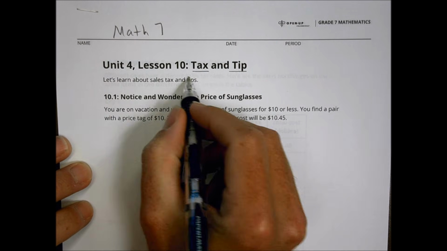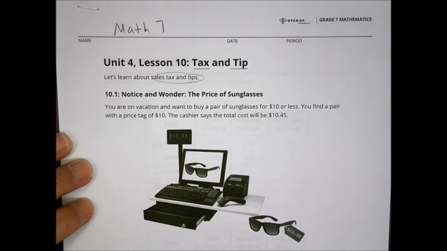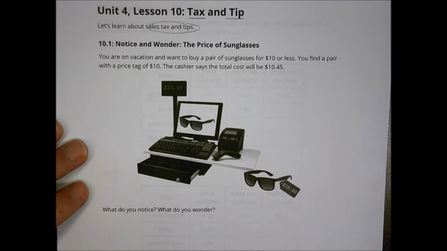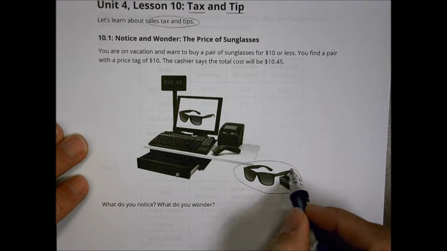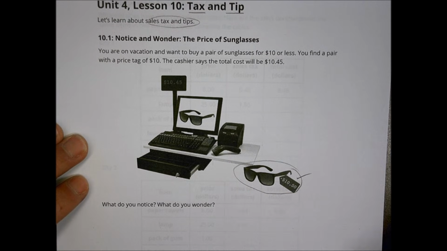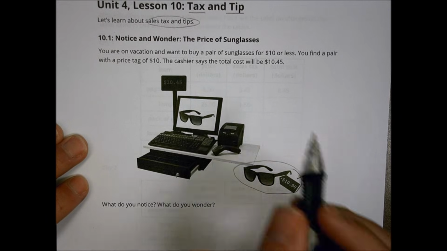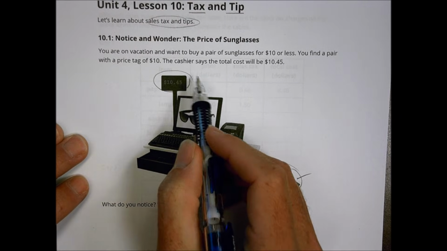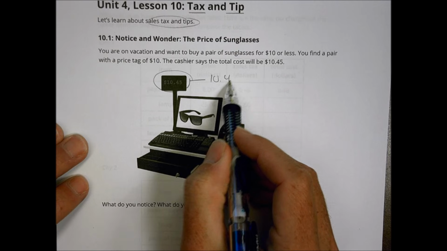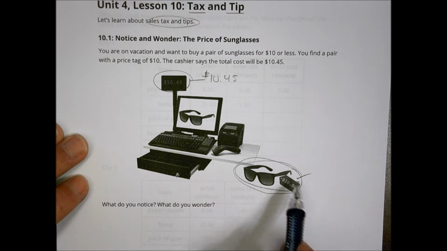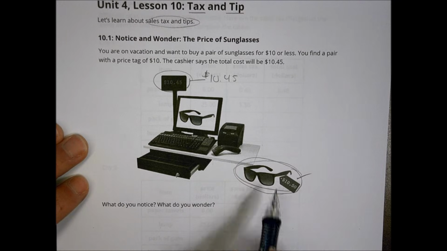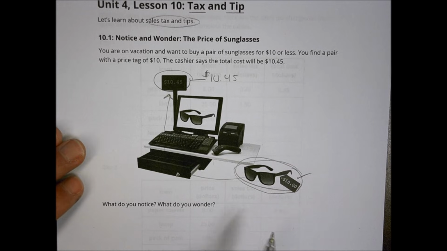Alright, so we're learning today about sales tax and tips, and we began with a little picture of someone who goes to the store and buys a pair of sunglasses with a price of $10. But when it's scanned on the machine and registered, the total price ends up being $10.45. So something is definitely happening from the time I pick out that pair of sunglasses and go to pay for it. I'm being charged an extra 45 cents.